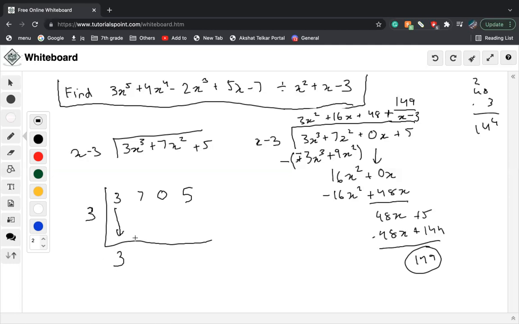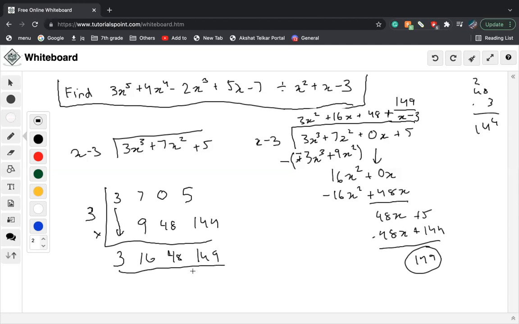So what's 3 times 3? You come up here and you put down, let's move that right here, and then you're going to move it down to 9, right? 9 plus 7, 16. 16 times 3, 48. 48 plus 0, 48. 48 times 3, like we did earlier, 144. And then look at that, 149. And now these are the coefficients of your answer.